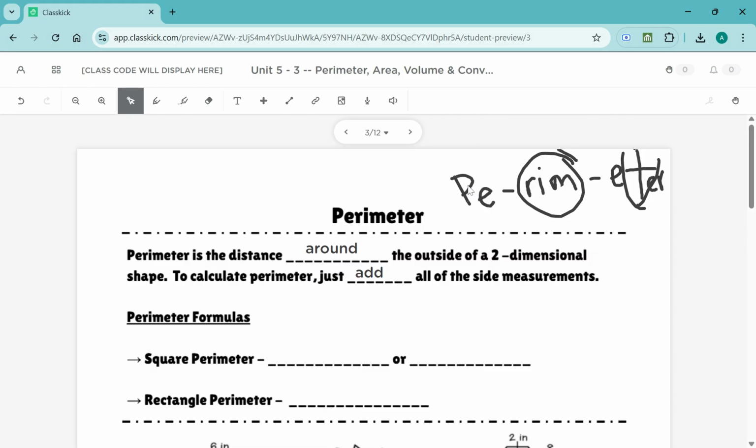So by just reading P, and then by drawing that big T and circling it, to find the perimeter, we add, and we're focusing on the rim of the shape. So if you're a big basketball fan, rim is the part of the basket that is the outer part of what the basketball goes into, right? So, rim is the outer part.